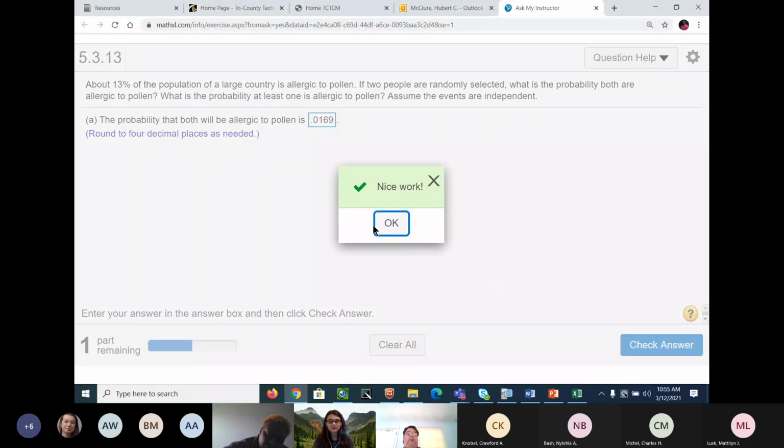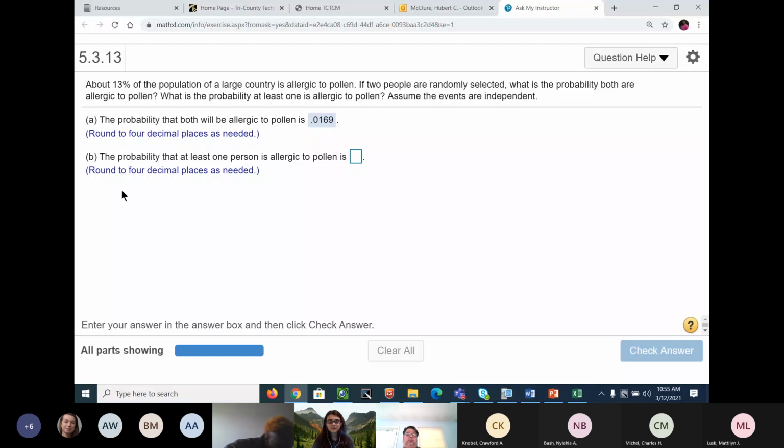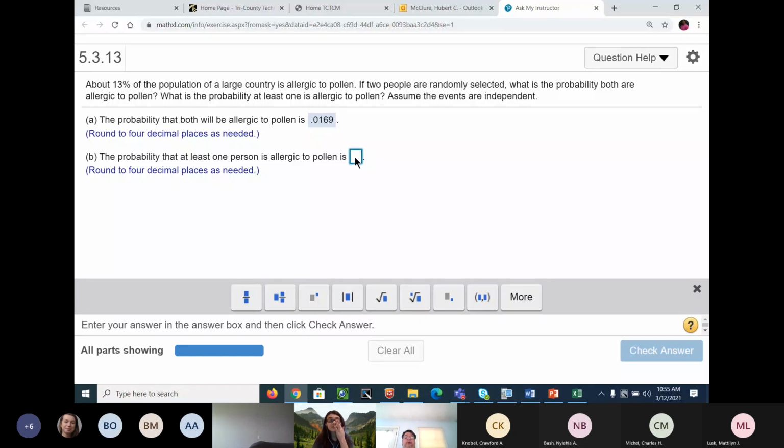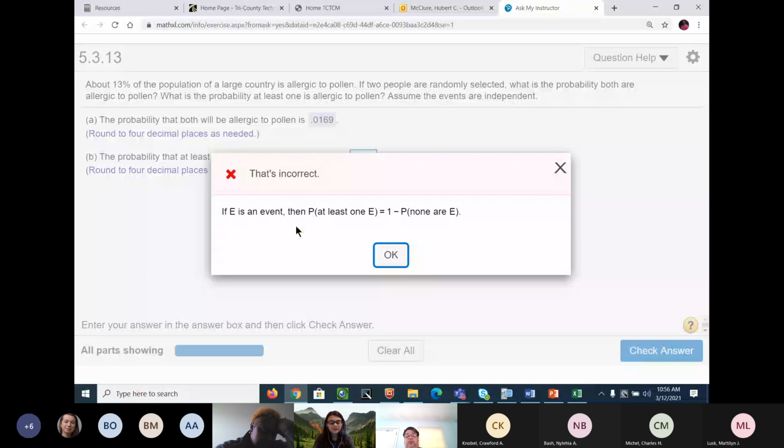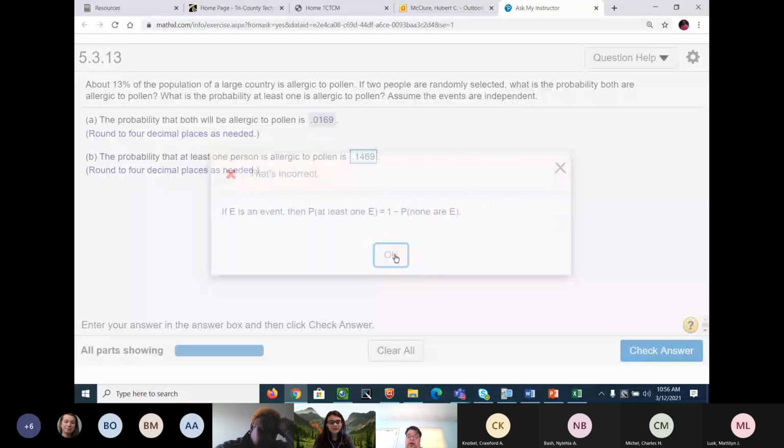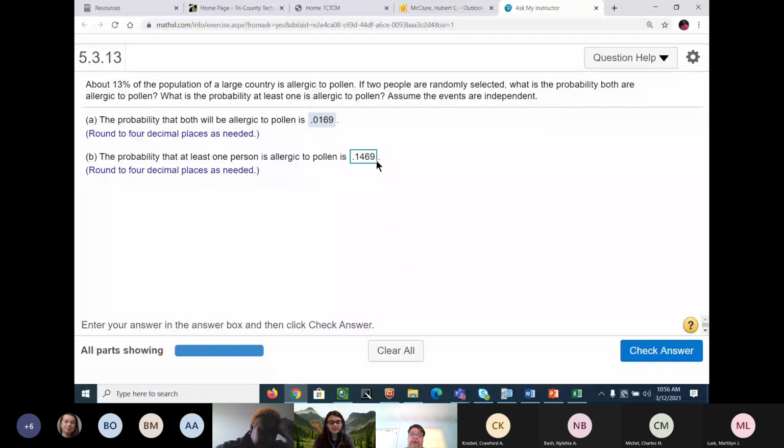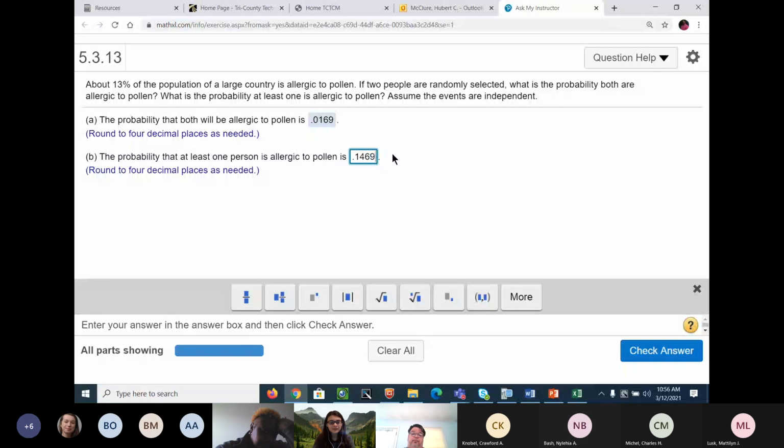And what is the probability of at least 1? Somebody add those two together and tell me what you get. 0.1469. Yes, you sir, where did you get that? I got... Okay, they're going to do the complement. All right, they're doing it a different way. Hold on. They're going to do 1 minus 0.87 is what they're doing.